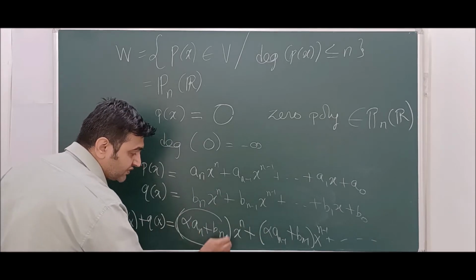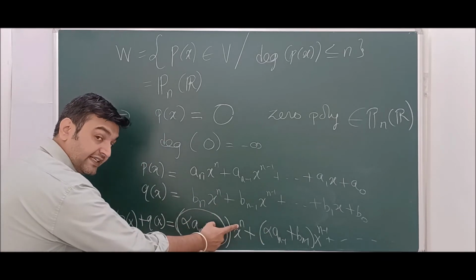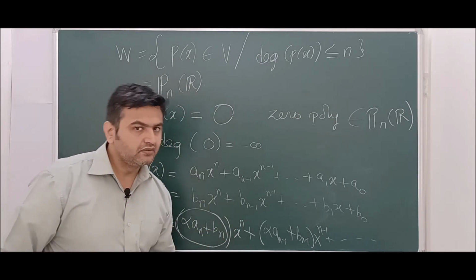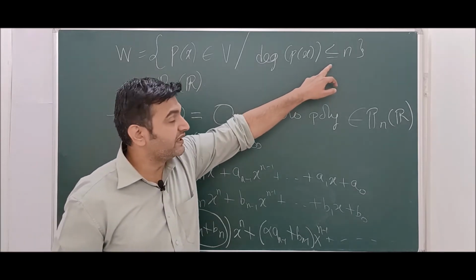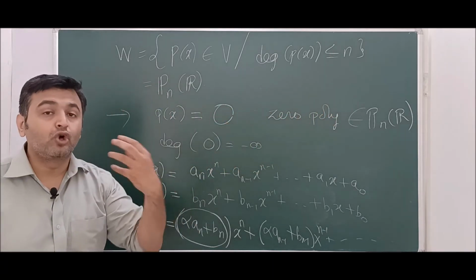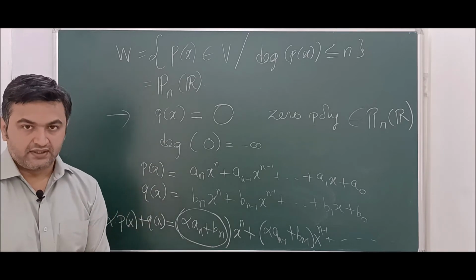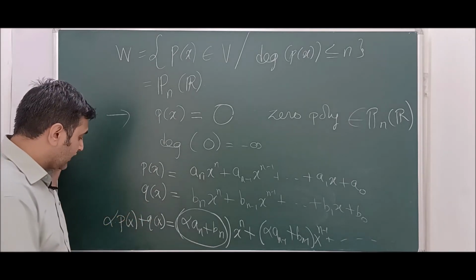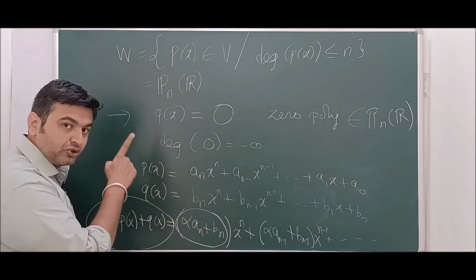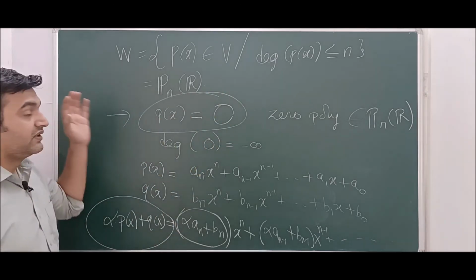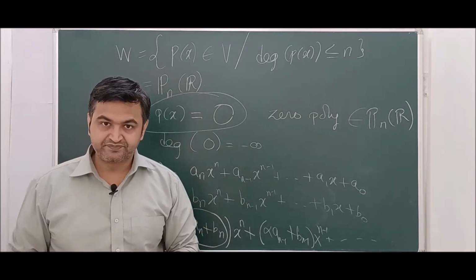If this term is non-zero, then the degree is exactly n. If this term becomes 0, then the degree is less than n. So no problem. I want it to be at most n; it should not be more than n. So obviously when I'm adding, it won't be more than n. Therefore this linear combination also belongs to W. The zero polynomial also belongs to W. Therefore this forms a subspace.